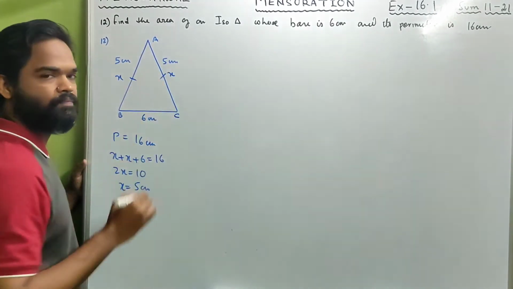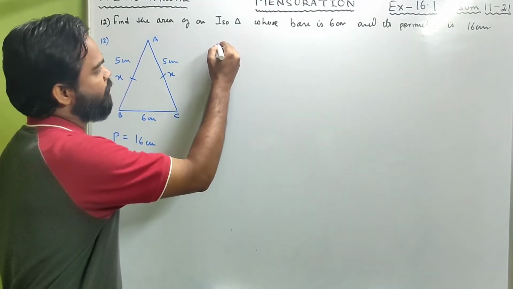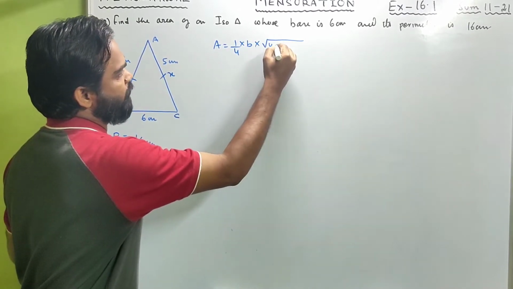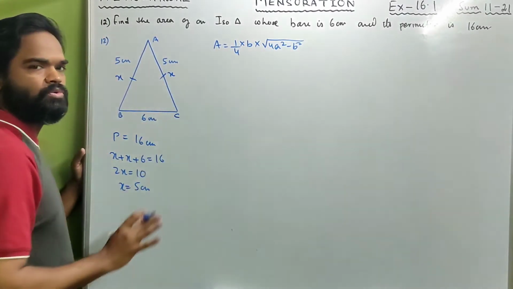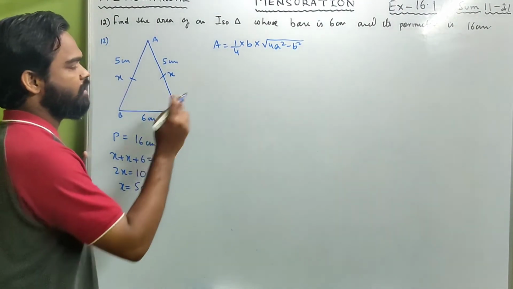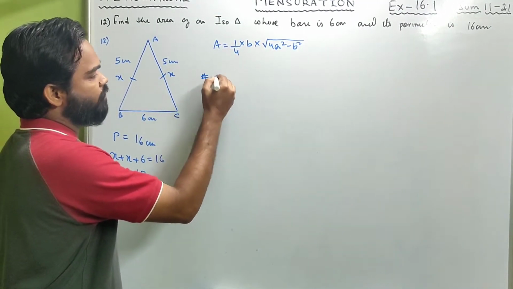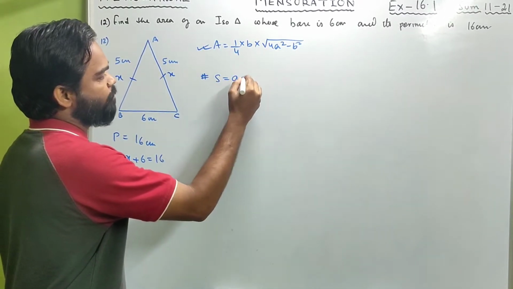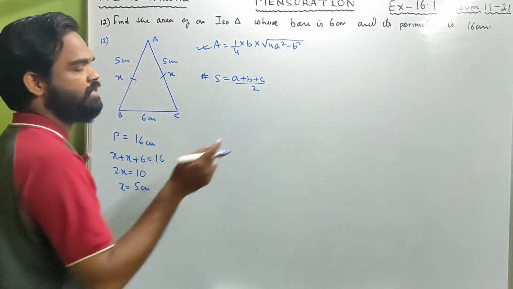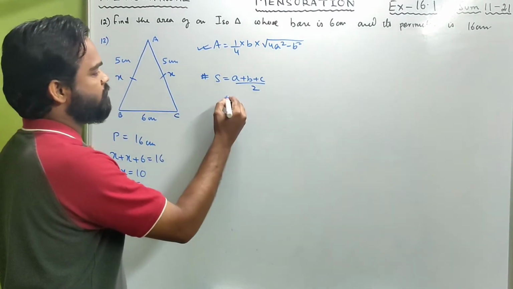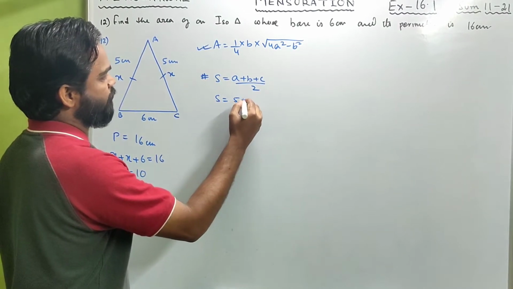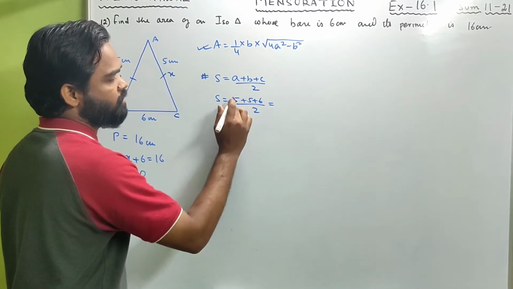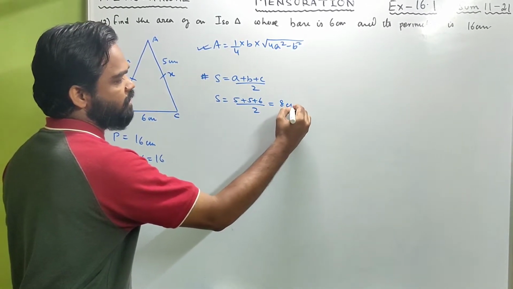This is 5 centimeter. See, in the previous sum, we used this formula, area equals 1 by 4 multiplied by B multiplied by root of 4A square minus B square. I'm not going to use this formula. I'll use Heron's formula. Let us see. First of all, you find S. You can use this formula also and get the answer. S is what? A plus B plus C by 2, where A, B, C represent sides, which means this is 5 plus 5 plus 6 by 2, or simply the perimeter by 2, semi-perimeter. That's 16 by 2, that's 8 centimeter.